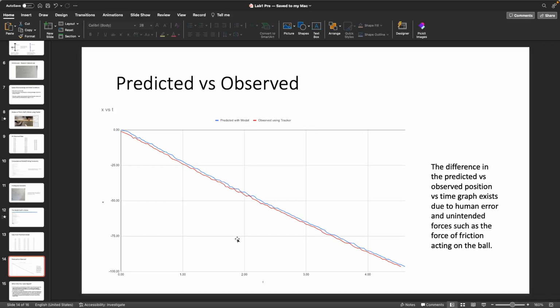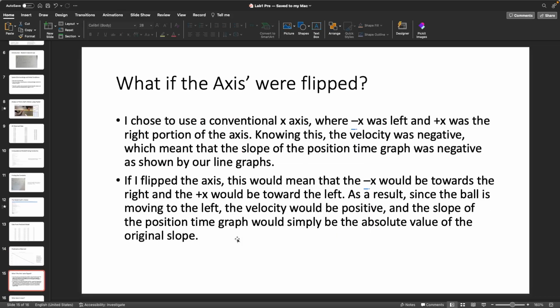I think that the difference in the predicted versus observed position versus time graph exists due to human error, such as me not using Tracker correctly and not placing my center of mass actually at the center of the mass of the ball. So that might be a problem. Also, there are forces such as the force of friction acting on the ball in the real-life example, which we disregard in the model.